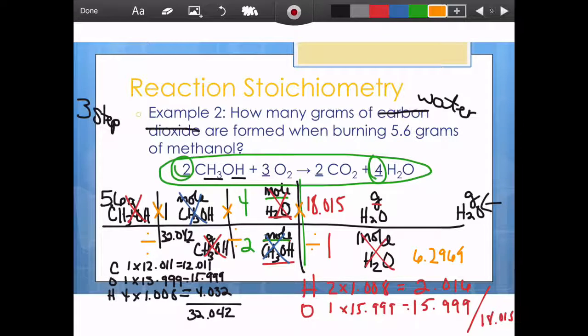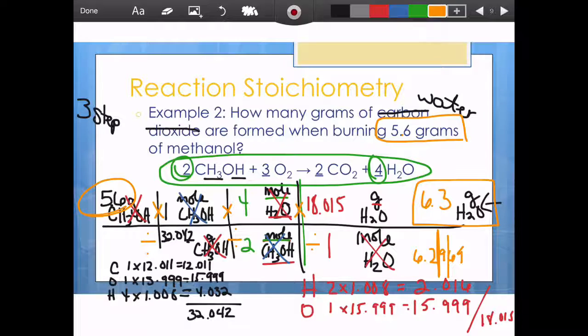6.2969. Now that's way too many digits. I only had 2 digits in my given from my problem, so I need only 2 digits in my answer. To round this to 2 digits, I'm going to end up, oops, that's not where I round. I end up rounding here right after the 2, so that 9 makes the 2 become a 3, so I end up with 6.3 grams of water. And again, box in your final answer because that gets messy, so I know where your actual answer is.